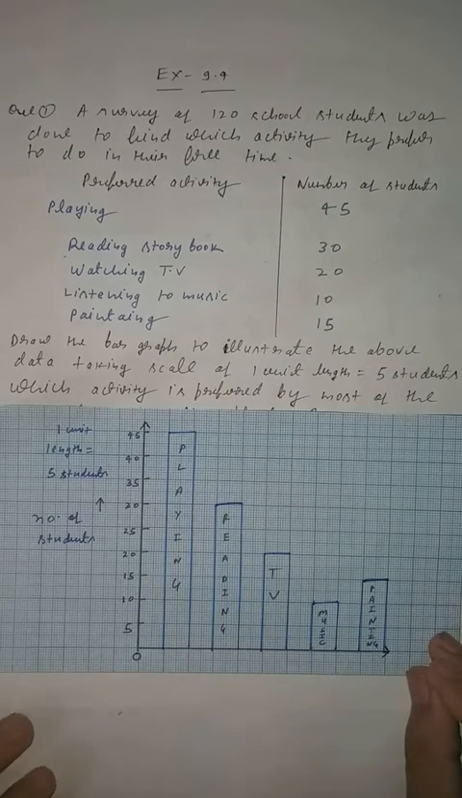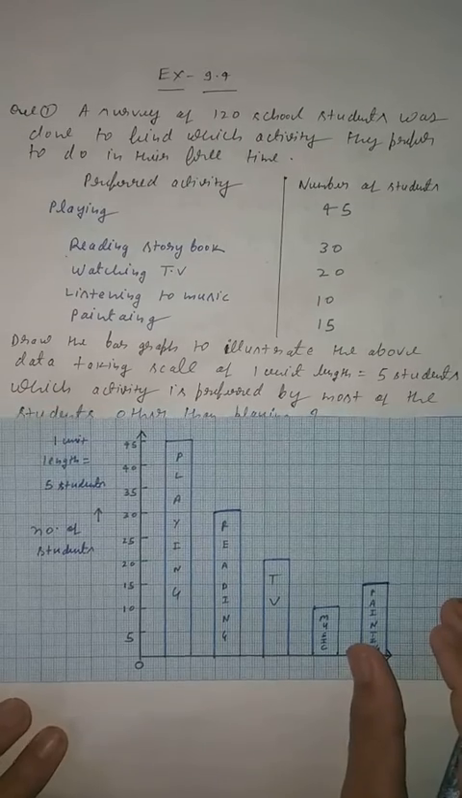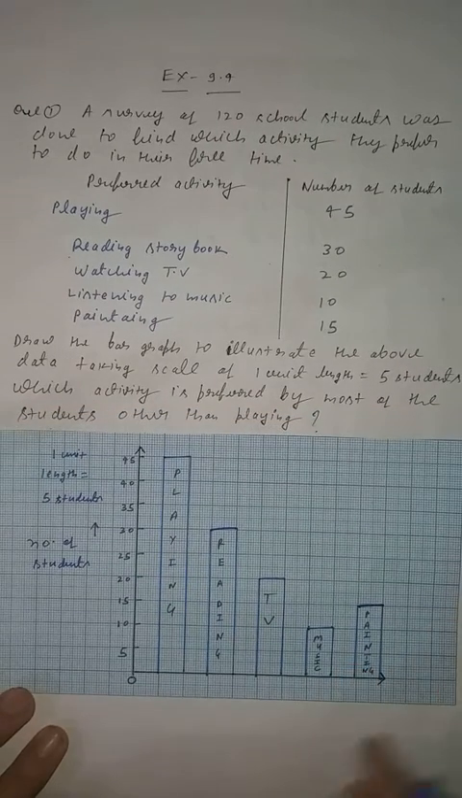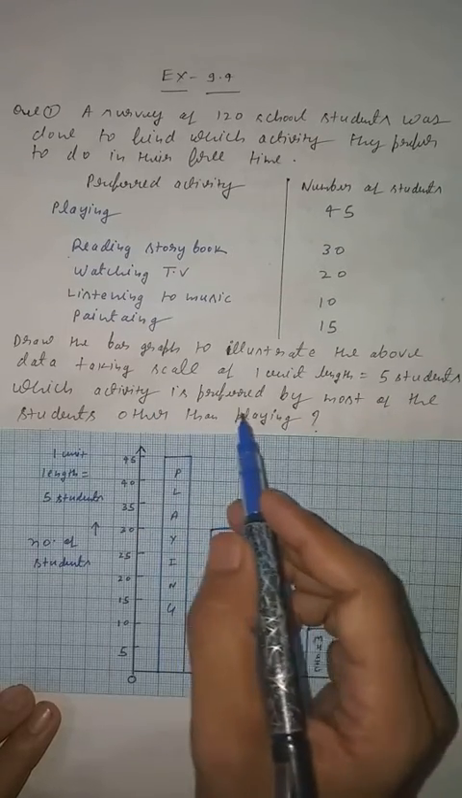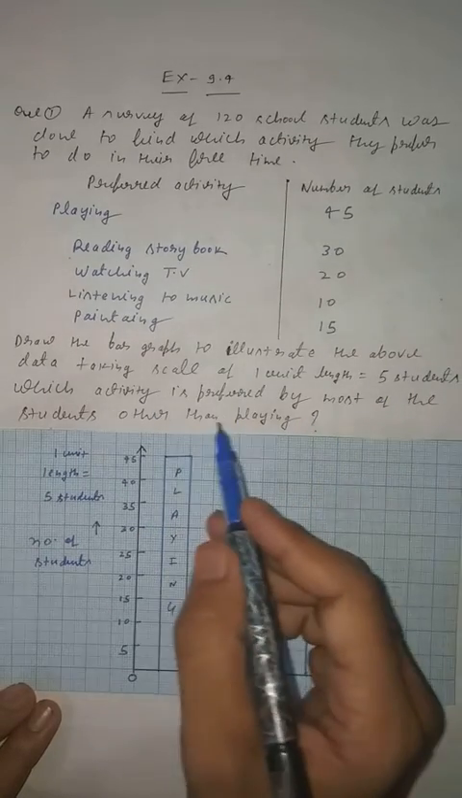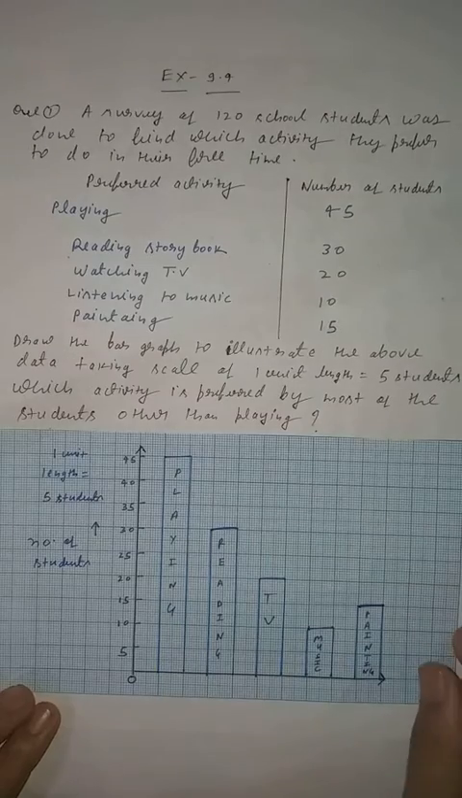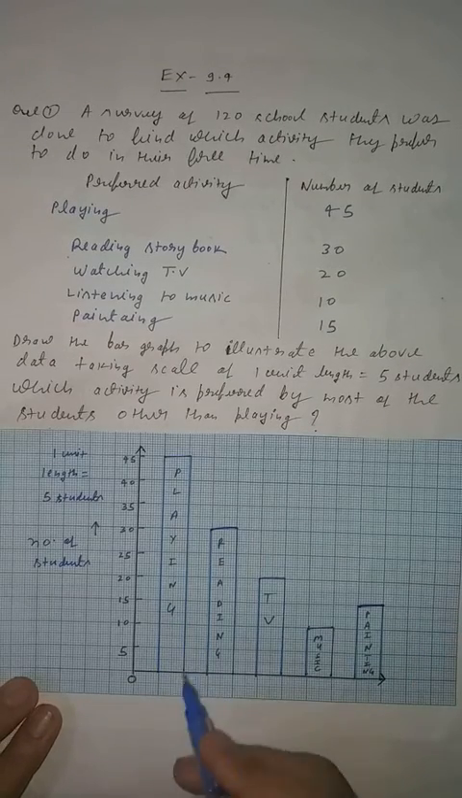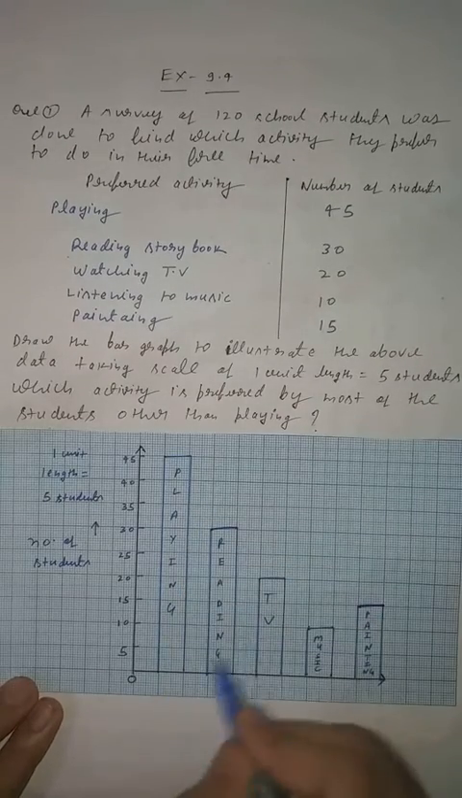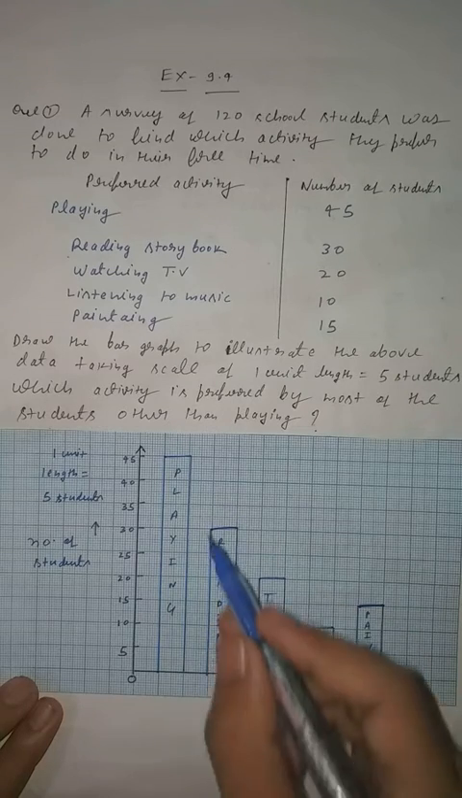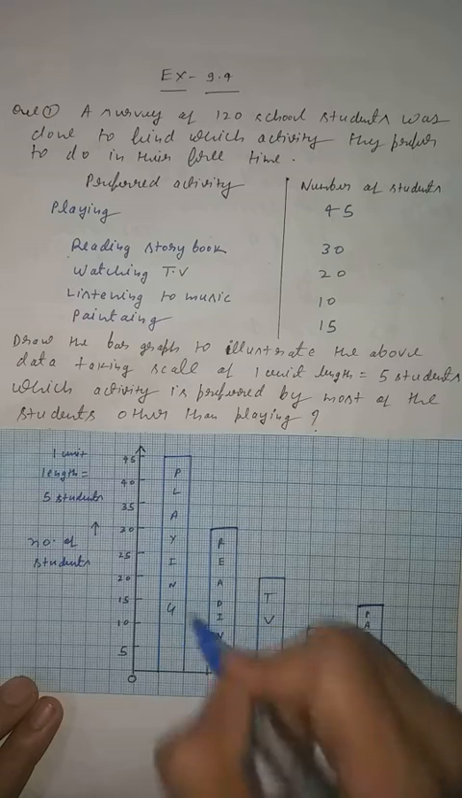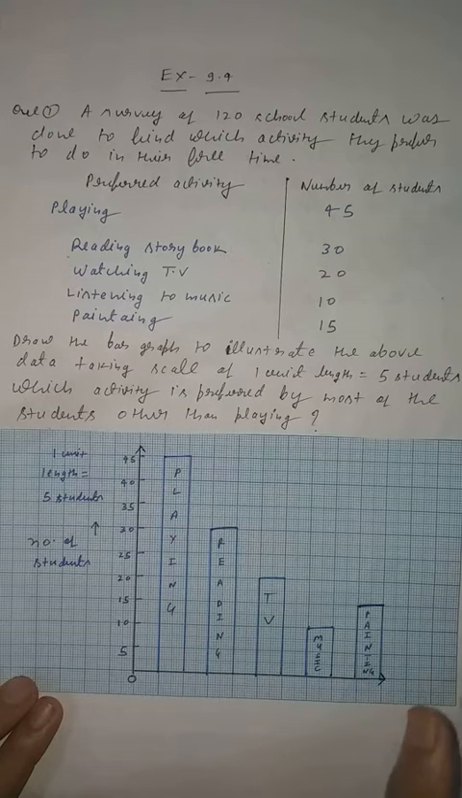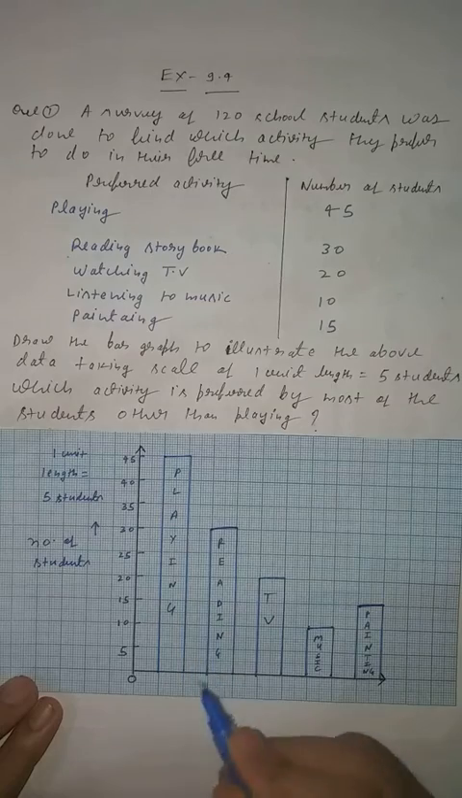Now what is given? Come on, question given. Which activity is preferred by the most of the students other than playing? So here in the bar graph you can see, student, that most of the students like what? Most of the students like playing. Clear, student? Most of the students like playing. Here badminton, here hockey, here cricket, it is not mentioned, but they like to play.